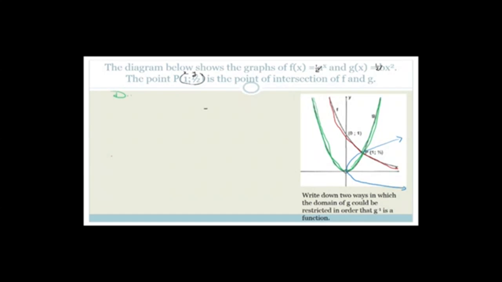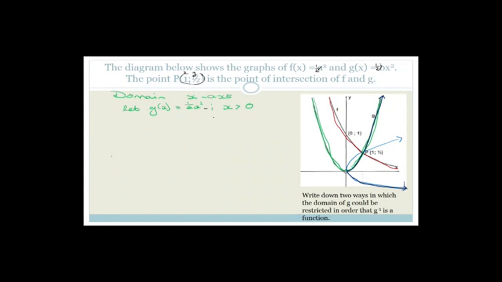Domain, remember, is how far it stretches across the x-axis. So if I said, let g of x equal a half x squared, but x has to be greater than 0, do you agree that I will only get this half of the graph? Because that's the only bit of the graph where x is greater than 0. And then when I find the inverse, I'm going to end up only with this part of the graph, which amazingly is a function, because that is one line that will say that for every one x value, there is one and only one y value.